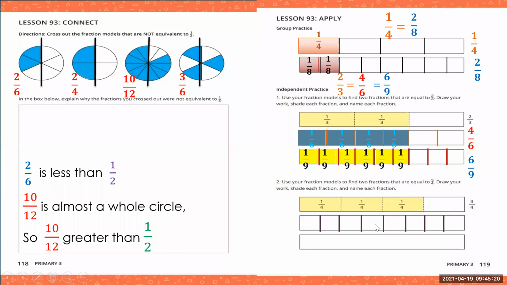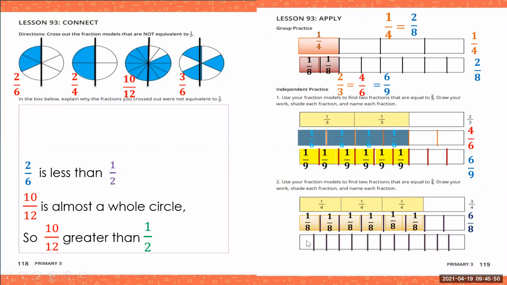By visual comparing, you can look and decide. Here, 3 over 4 equals what? Let's color. 1, 2, 3, 4, 5, 6. 6 over what? We have 6 colored parts, the total are 8. Excellent, Ali. So 6 over 8.